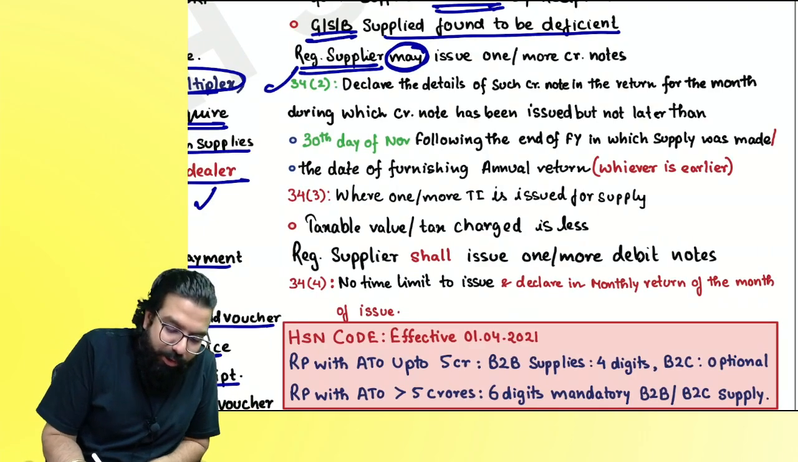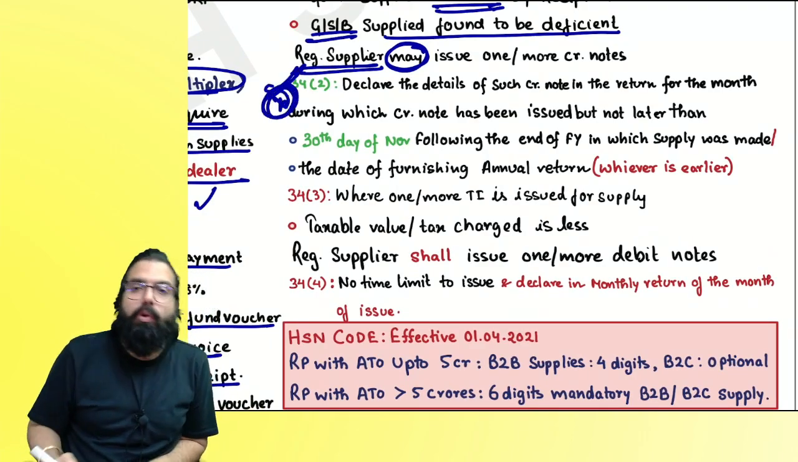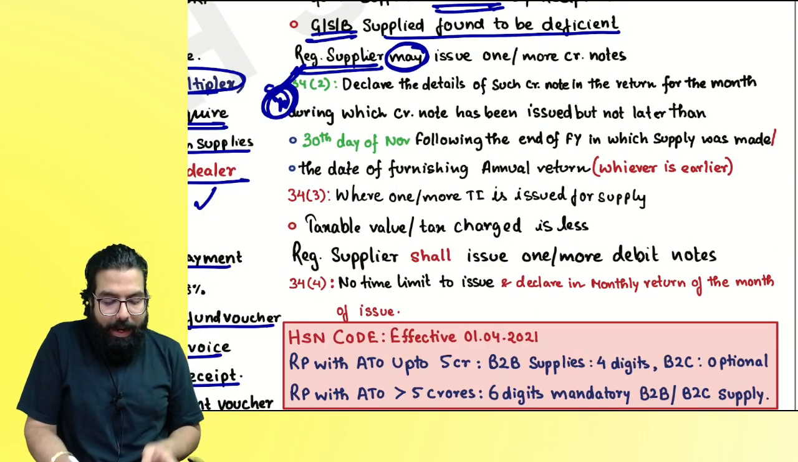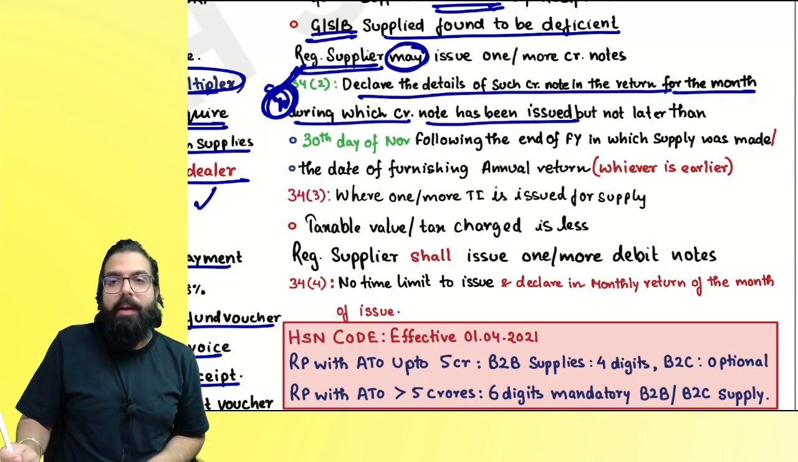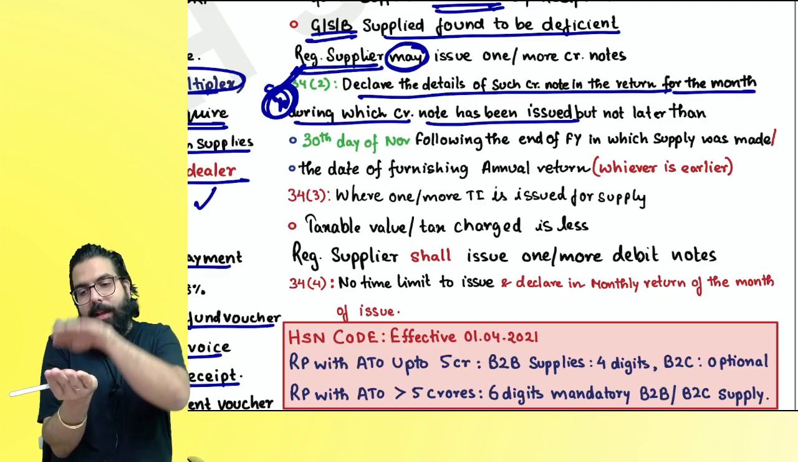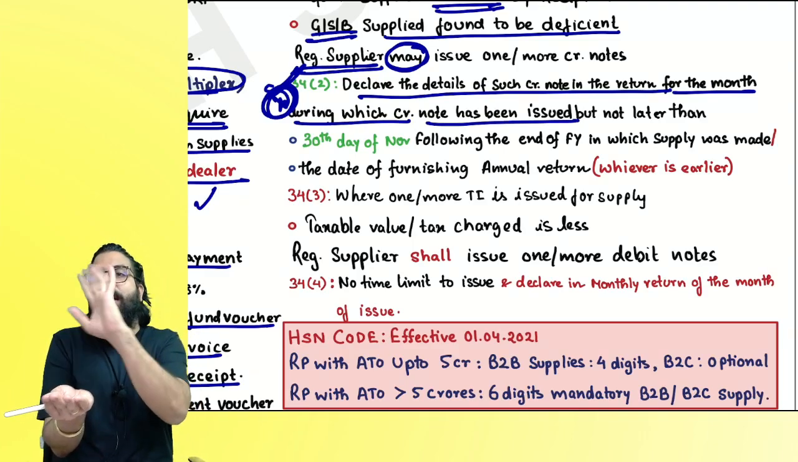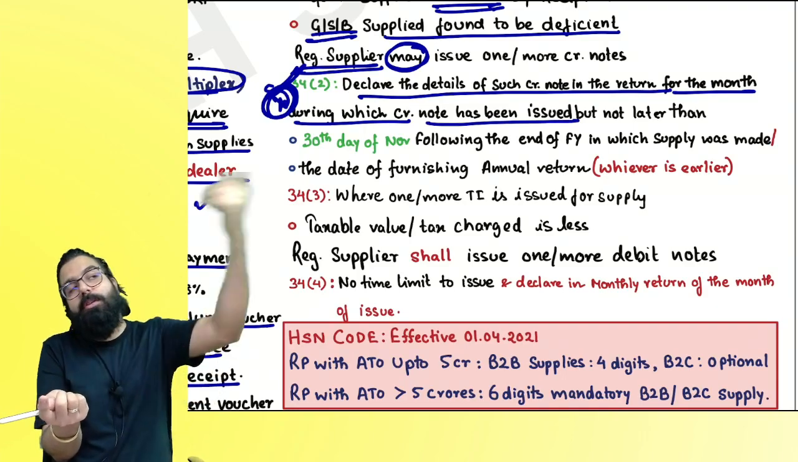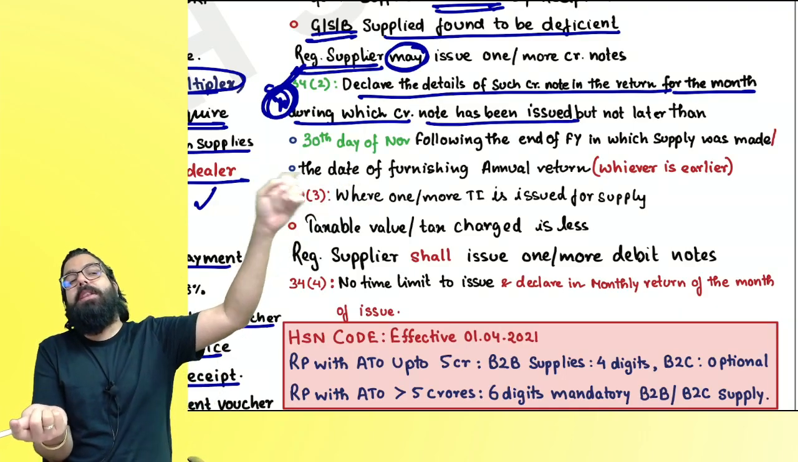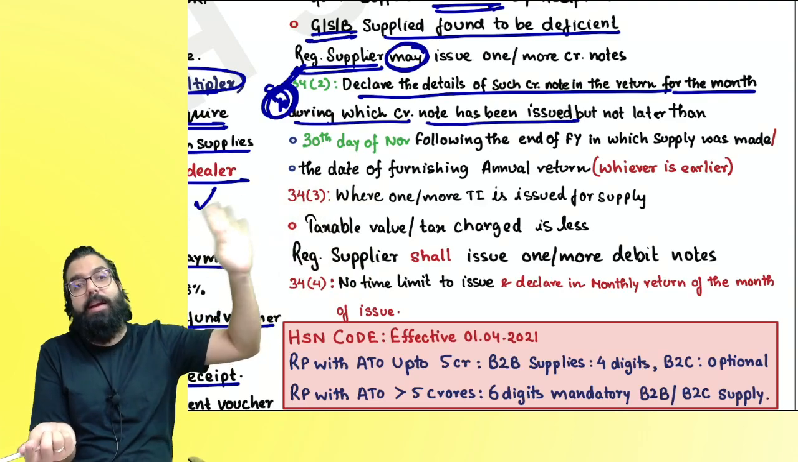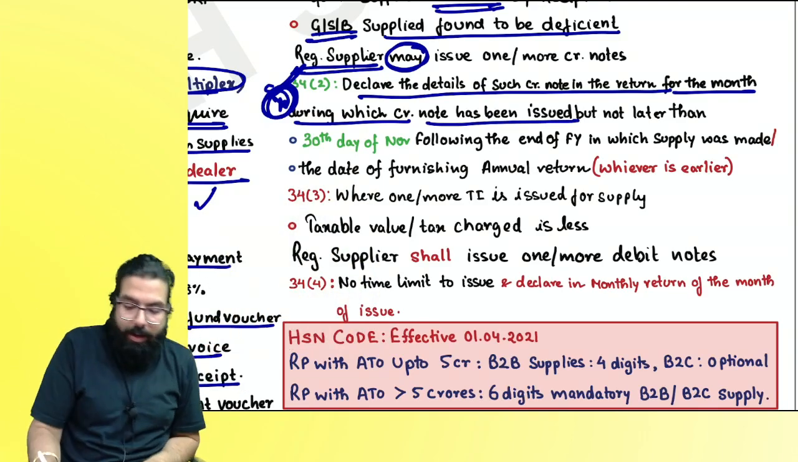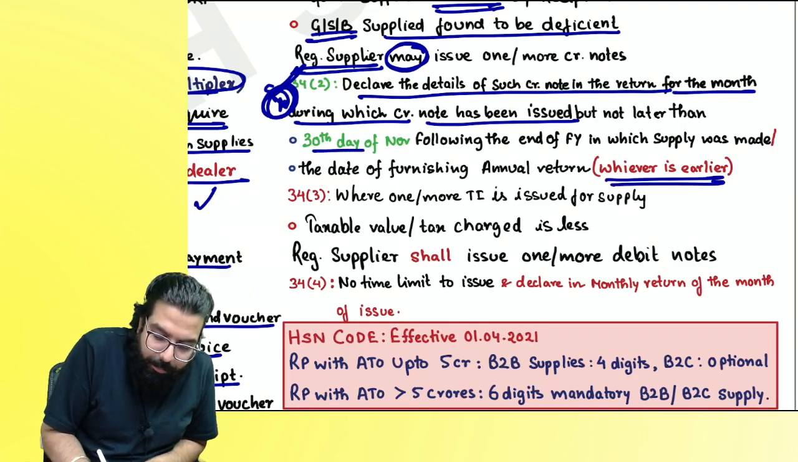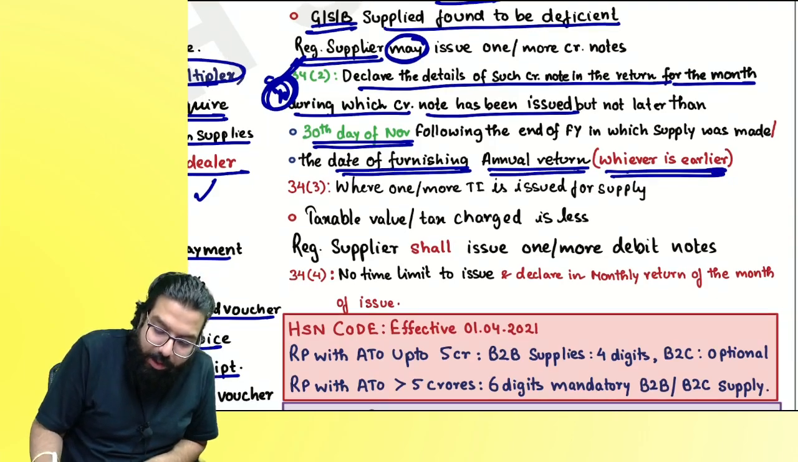Then, sir, whenever you issue a credit note, the amendment is you have to declare the details of the credit note in the return of the month during which the credit note has been issued. I issued the credit note in this month; this month when I am filing the return, in that I should show the credit note. But what is the maximum time I should declare the credit note? By 30th November of the next financial year, or the annual return filing date, whichever is earlier. Remember, everyone, this is an amendment: 30th day of November or the date of furnishing the annual return, whichever is earlier.